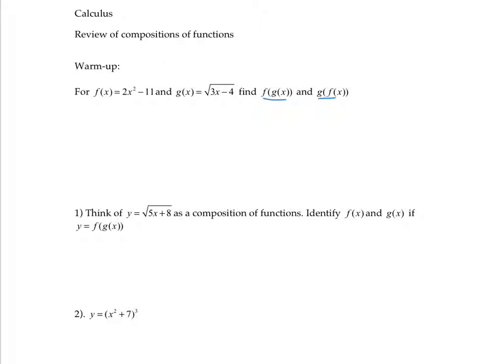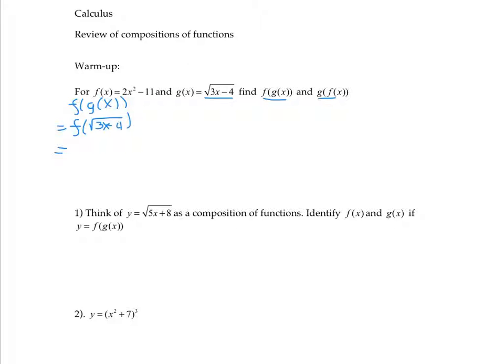given two functions. So if we start with f of g of x, remember that this means that we first need to replace g of x with the function that it's equal to, which is the square root of 3x minus 4. And don't worry, we're not going to have to think about domain and range and all that. We just need to do the composition.